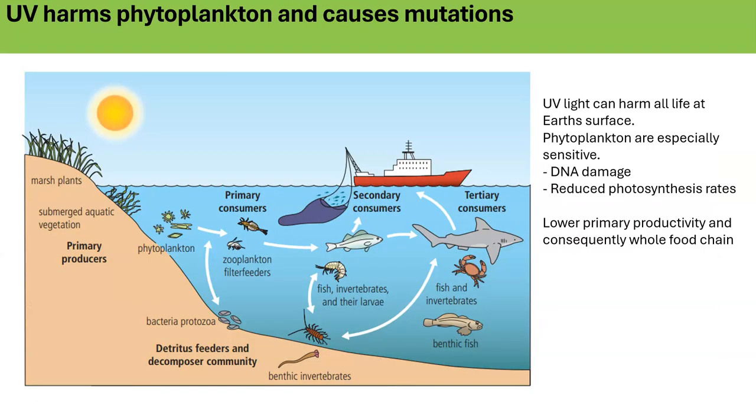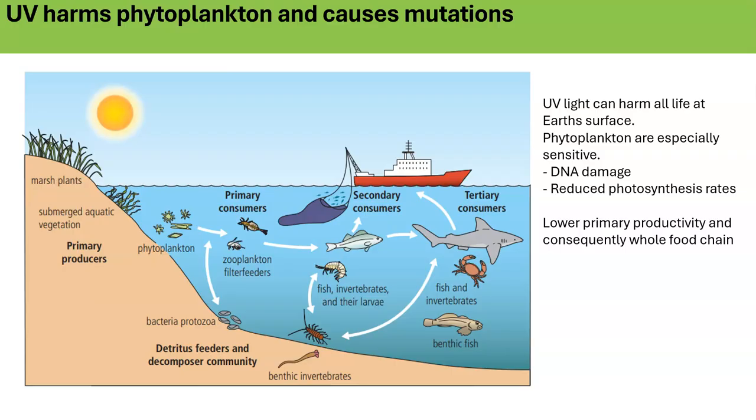So what is the harm that UV light, and specifically UVB and UVC, can cause? Basically all living organisms at the surface of the Earth can be harmed by UV light. It can interfere with the normal functions of DNA and proteins and so on. It can harm cells, it can lead to mutations and so on.